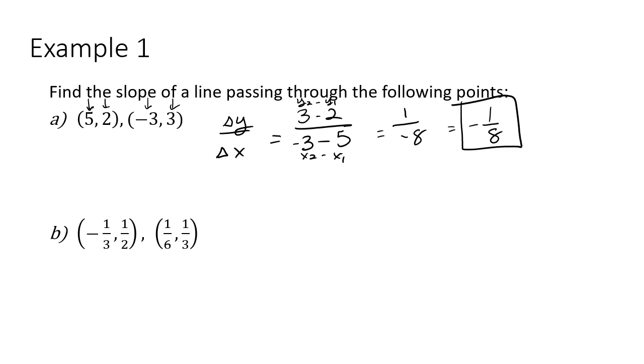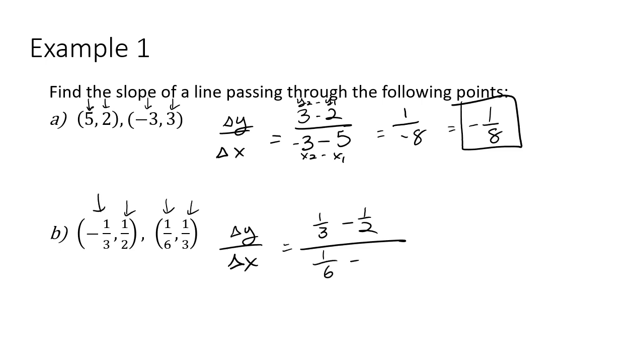Part B will be similar, although a little bit more difficult just because you've got fraction math involved, and for no other reason. This one is also rise over run, delta y over delta x. So I'm going to do change in the y values, 1/3 minus 1/2, over change in the x values, 1/6 minus a negative 1/3.